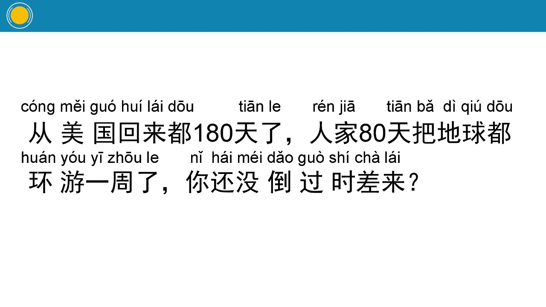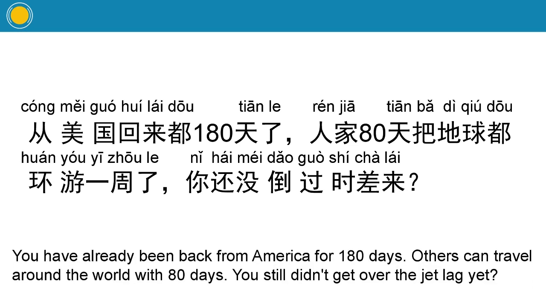从美国回来都180天了，人家80天把地球都环游1周了，你还没倒过时差来。So firstly, let's see the translation. You have already been back from America for 180 days. Others can travel around the world in 80 days. You still haven't gotten over the jet lag? Okay, thank you for the translation.